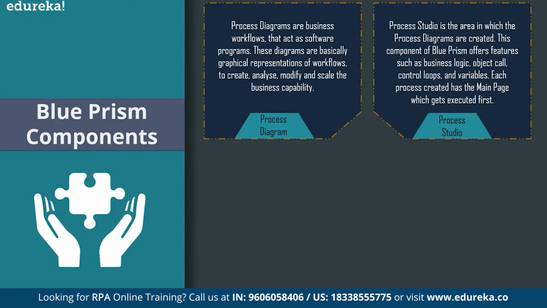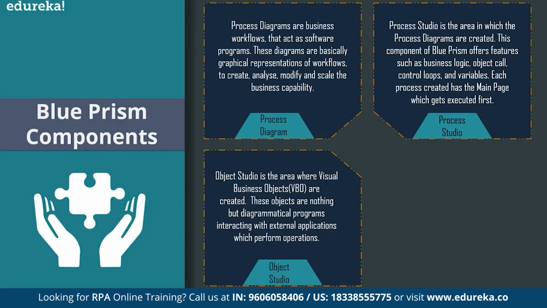Moving on to the next component, that is the process studio. Process studio is the area in which the process diagrams are basically created. This component of Blue Prism offers various features such as the business logic, the object call, the control loops, variables, and so on, right? Now, each process created has a main page which executes first. When you create a process, initially it has a main page and then it can have any number of pages. So when you execute the process, the main page executes first, right?